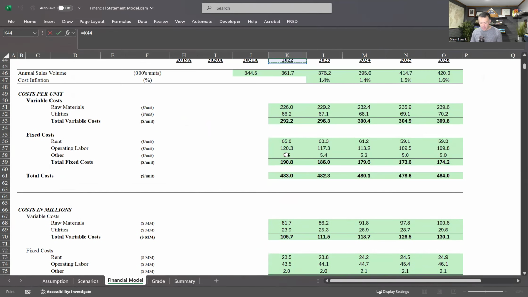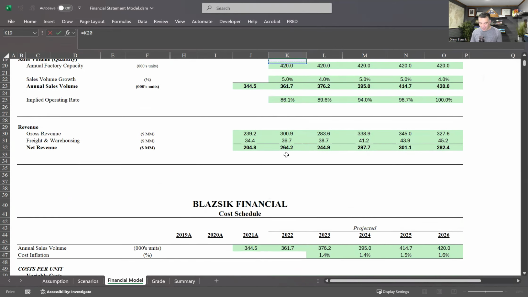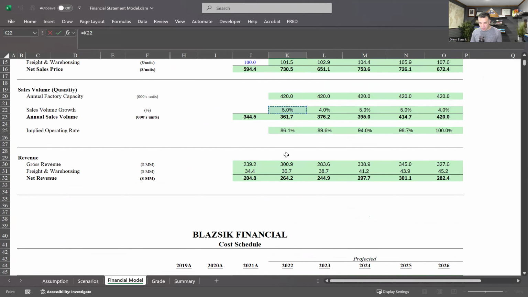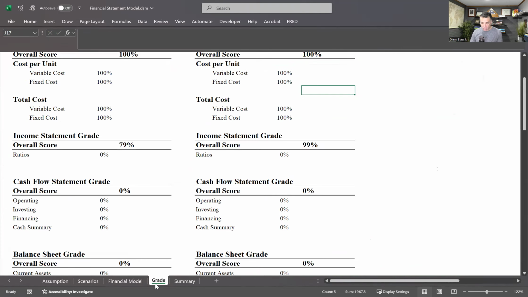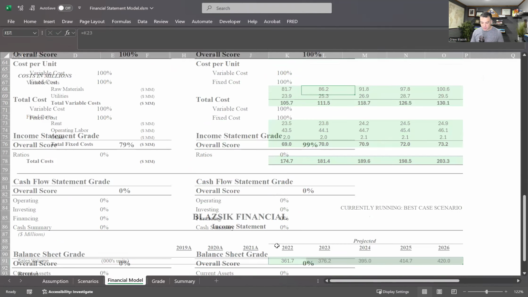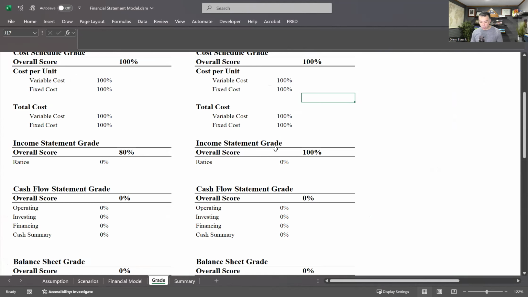So I'm going to go up. Where do we solve our quantity? That's in the revenue schedule. And we have the annual sales volume. So I'm going to plug that in. And that should give us almost 100%. I think I just have to scroll over one. And then we got 100% on our income statement.